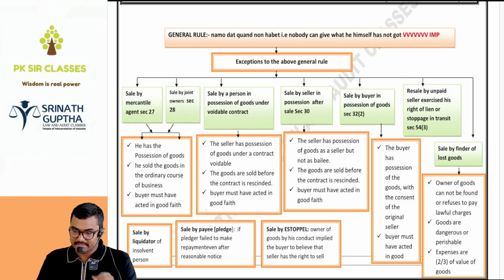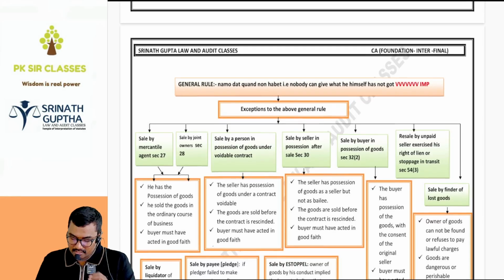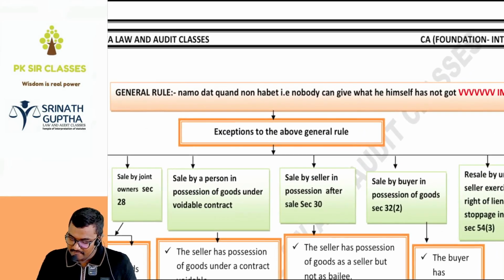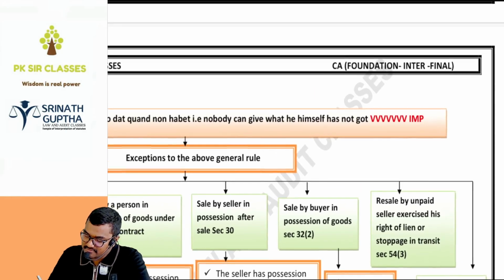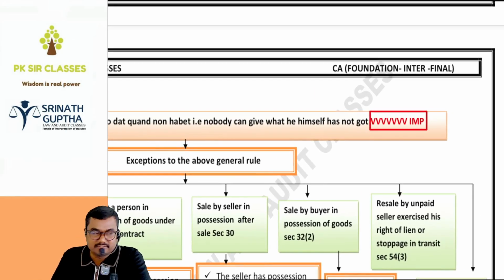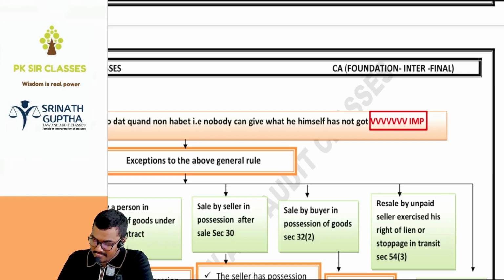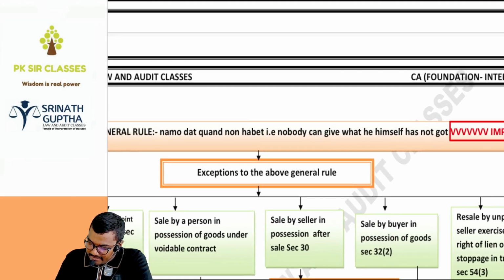Last concept in this chapter will be nemo dat quod non habet, which means no one can give what he himself does not possess. This concept is very, very important from the exam point of view. A direct question in the exam: explain nemo dat quod non habet along with exceptions. General rule: no one can give what he himself does not possess.